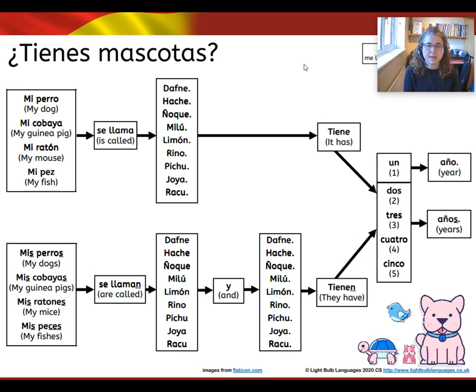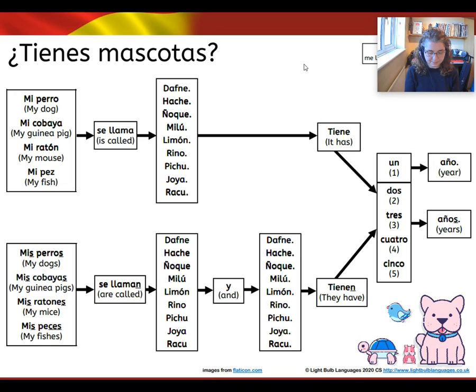Here's the first one. Mi perro se llama Rino. Tiene 2 años. Did you get to the end? Did you find everything? Did you notice that we're going along the top line? If it's just one pet, you go along the top. If it's more than one pet, we go along the bottom. Let's try that one again. Mi perro se llama Rino. Tiene 2 años. So my dog is called Rino. He is or it is 2 years old.